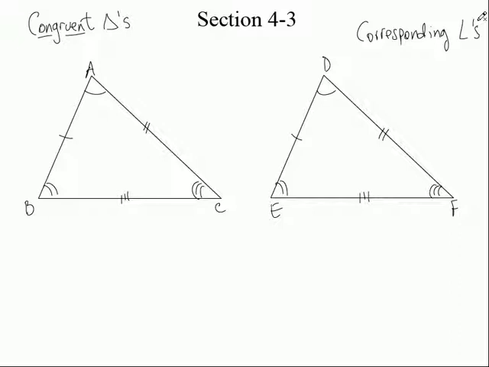They're basically in the same spot. So, look, A and D are basically in the same place, aren't they? All right, if I took this triangle and put it right on top, the A and the D would match up with each other. Does that make sense? So we call them corresponding angles.